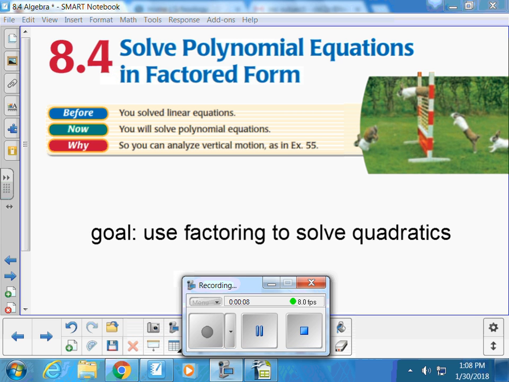We are about to learn about section 8.4, solving polynomial equations in factored form. Factoring is a skill you will use a lot in your math career, so it's an exciting day.